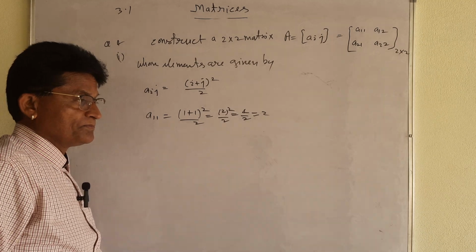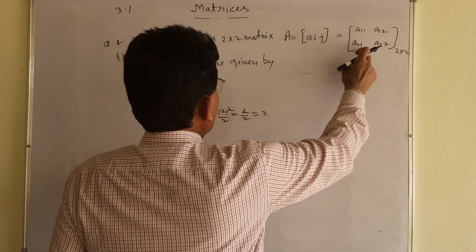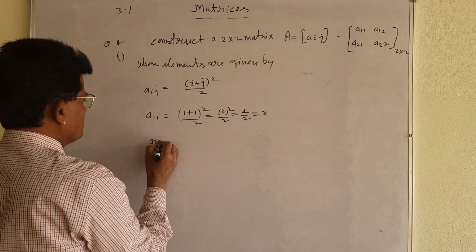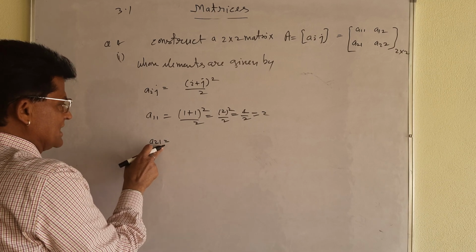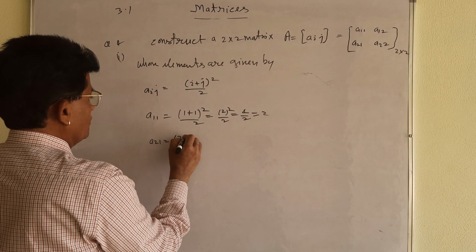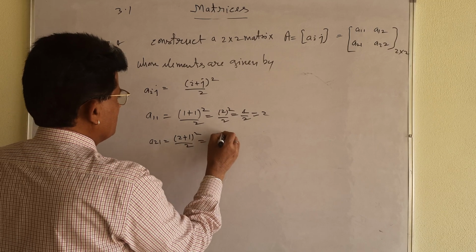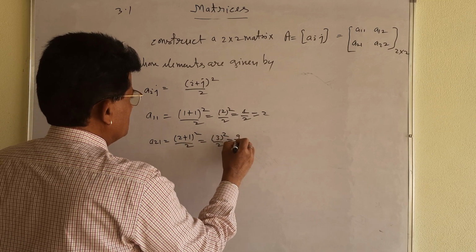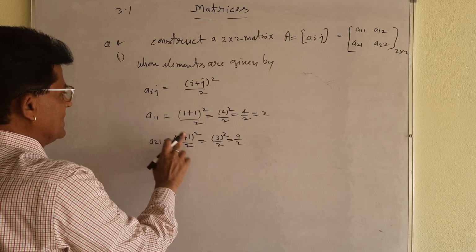Its value will be 2. Okay, next is A21, ले लीजिए. A21, I is how much? First is I, second is J. I is 2, J is 1. 2 plus 1 square by 2. That is 3 square by 2 और that is 9 by 2. I के स्थान पे आपको 2 रखना है, J के स्थान पे आपको 1 रखना है.